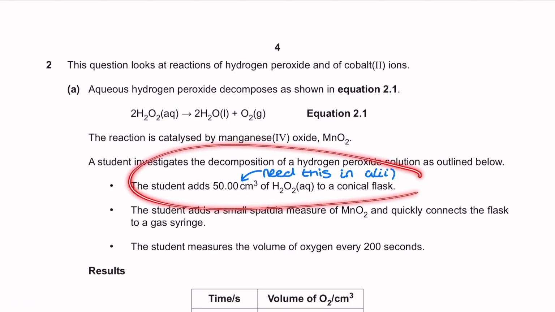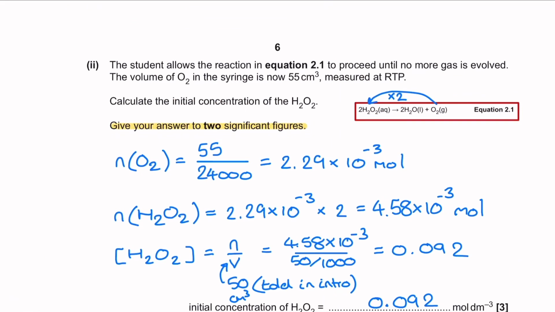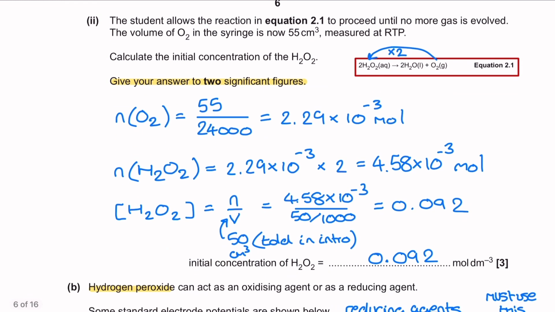As I mentioned here, you're told the volume of the hydrogen peroxide on page 4, and then you need to use it on page 6. Personally, I think that's really unfair because it can leave you in a bit of a panic, but it's all part of the unified fun in the unified exam. So moles over volume here gives you a concentration value for the hydrogen peroxide of 0.092.